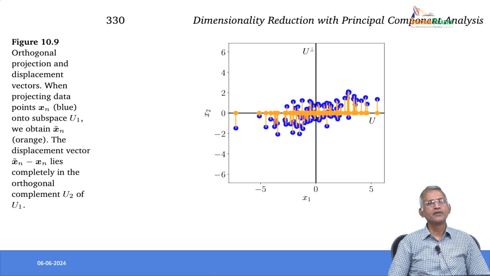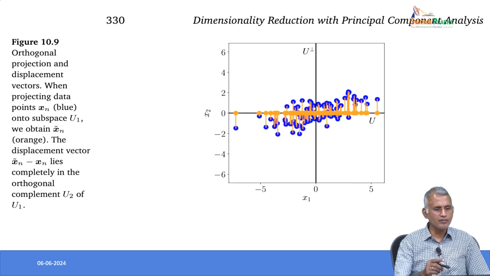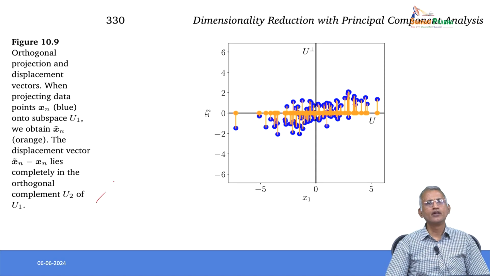So, we have the picture of the dimensionality reduction with principal component analysis. This shows the orthogonal projection and a displacement vector. When projecting the data points x_n, in blue, onto subspace U1, we obtain x_n bar, in orange. So, the displacement vector x_n bar minus x_n lies completely in the orthogonal complement U2 of U1.